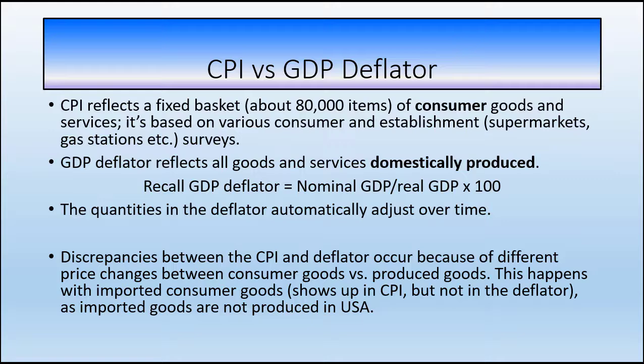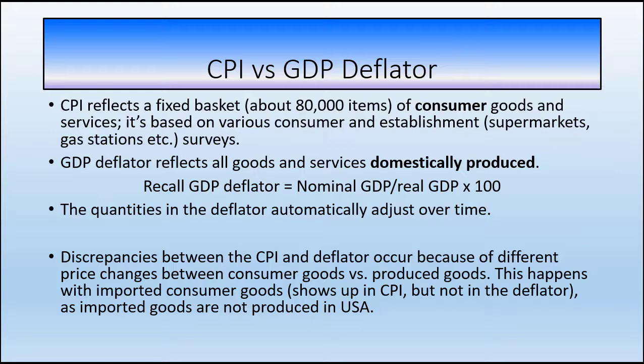Go back to the previous video and take a look at that. So what's happening with the GDP deflator, quantities are changing. With the CPI, the difference is it's a fixed basket. And it's a fixed basket that consumers face when they're buying goods and services. The GDP deflator is focusing on production. So they're two different but very related data sets.